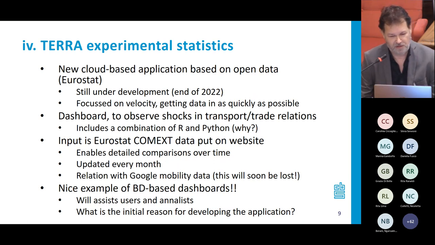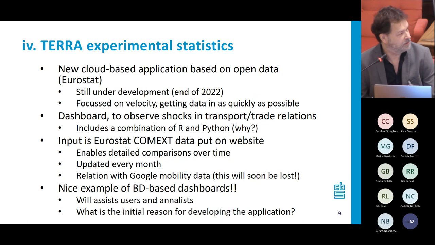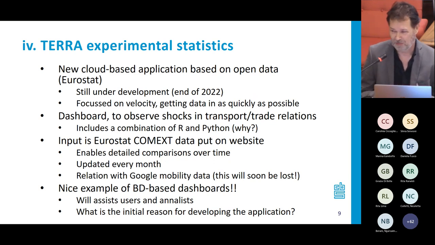Curious, it contains a combination of R and Python. Wow, those are two worlds that don't collide. So somehow, something special has been done in that project. And it collects huge amounts of data from Eurostat every month. There's a relation with Google Mobility, which they already indicate will soon be lost.